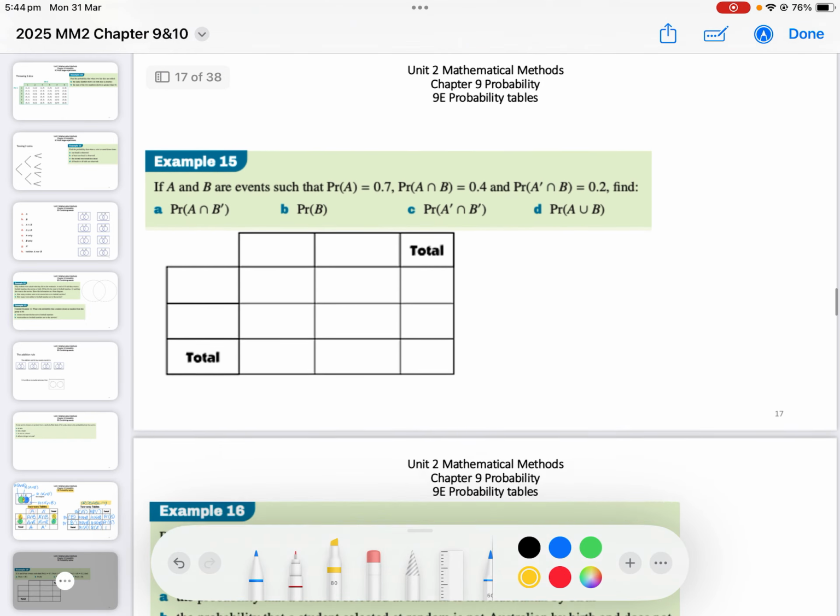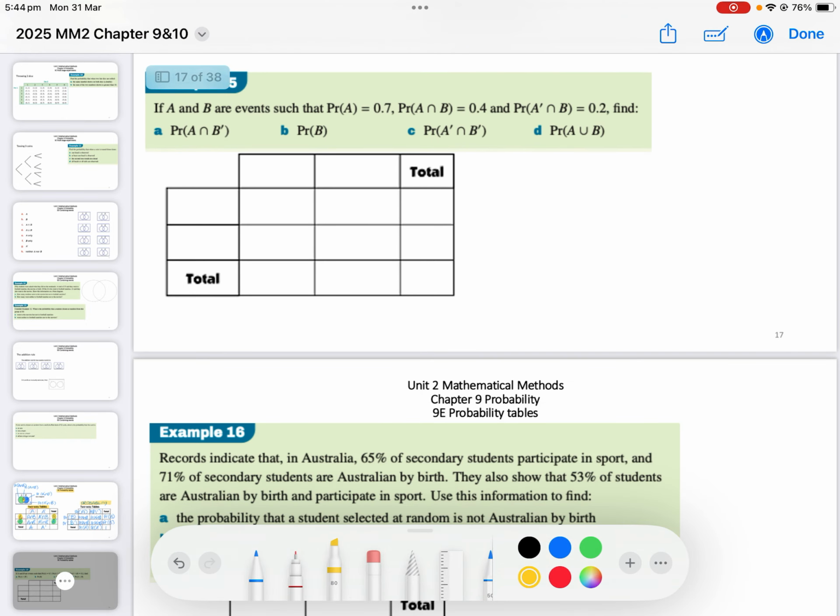So let's have a look at how we're going to use this. I've got a diagram here. My events are A and B, so I'm going to go A, not A, B, not B. And they should be probabilities, of course. And I know my probability always adds up to 1. So what do I know? The probability of A is 0.7. A intersect B, which is this one here, is 0.4. A dashed intersect B is 0.2. Now I can go through and fill in all the gaps.